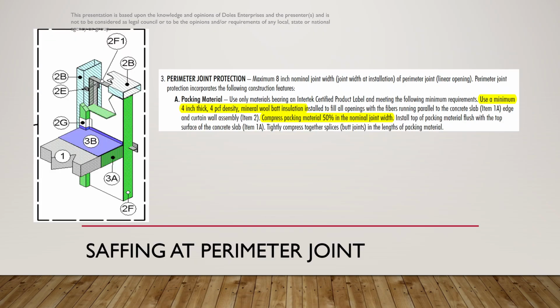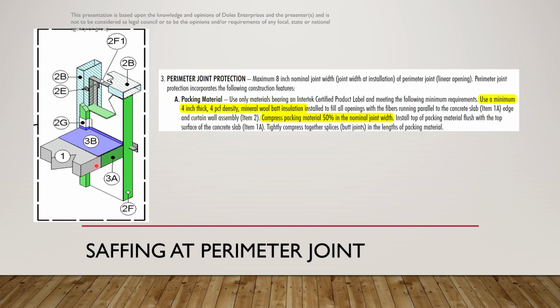Safing at perimeter joints is a typical application in multi-story buildings. The concern here is that we have a fire event occurring on a lower level. We want to be able to prevent communication of smoke, gases, and flames from migrating from one level to the other. In this case, we have a slab that stops short of the exterior wall, a curtain wall, typically a storefront type application.